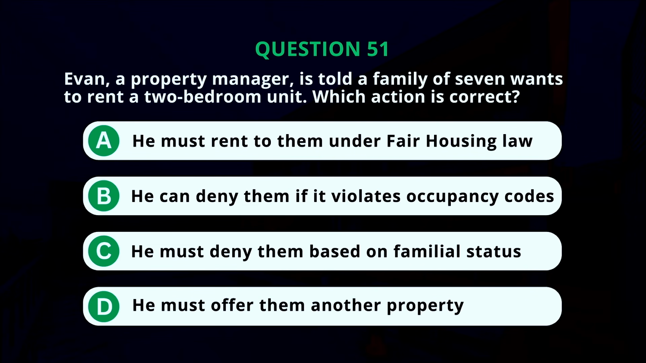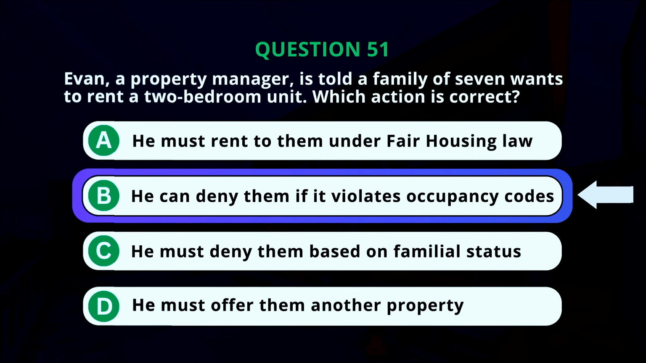Question number 51. Evan, a property manager, is told a family of 7 wants to rent a 2-bedroom unit. Which action is correct? Letter A, he must rent to them under fair housing law. Letter B, he can deny them if it violates occupancy codes. Letter C, he must deny them based on familial status. Letter D, he must offer them another property. And the answer? Letter B, he can deny them if it violates occupancy codes.